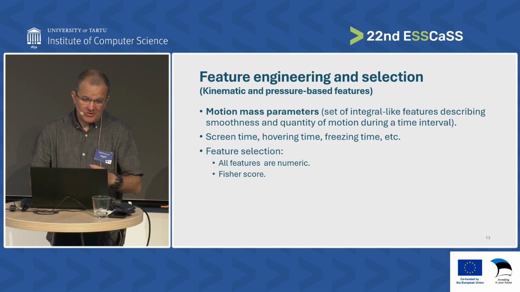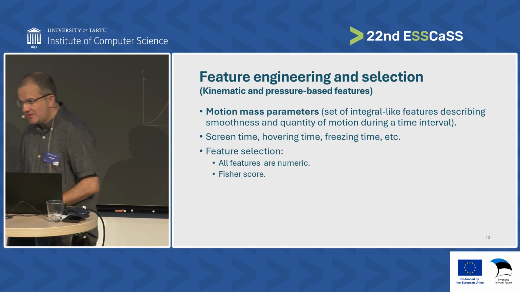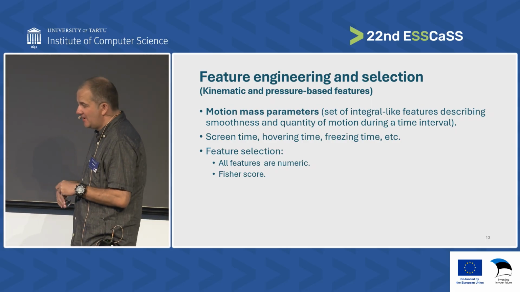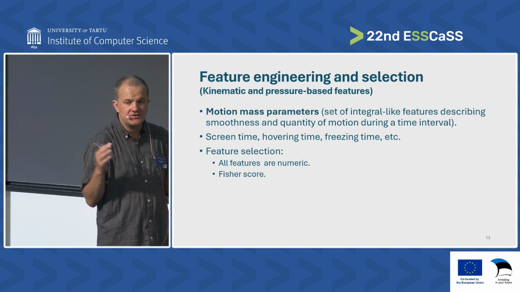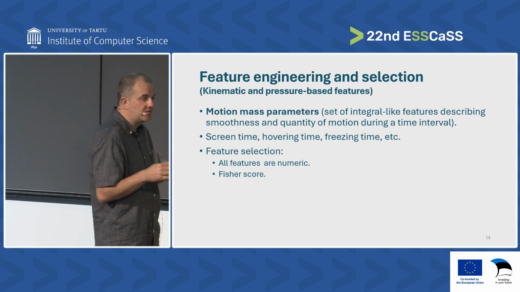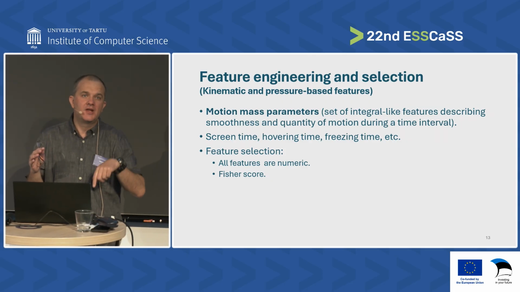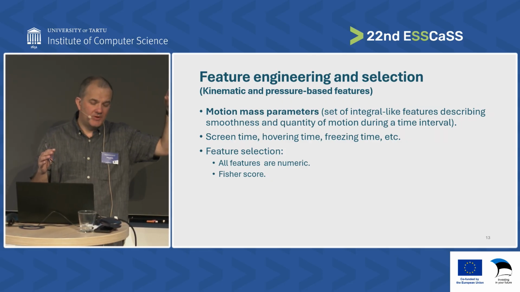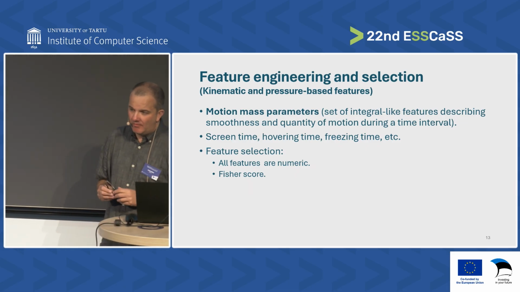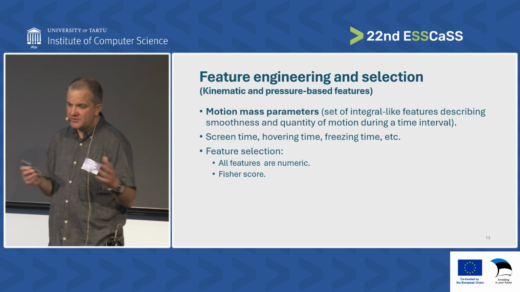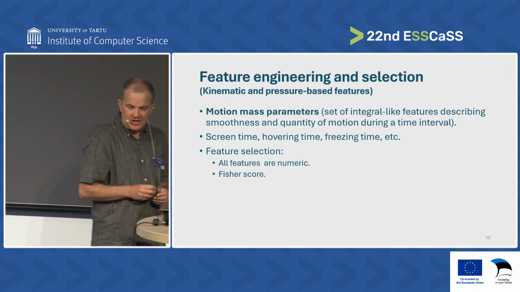But when we proceeded to feature engineering and feature selection, we also brought something to the table of this research. From our part, we suggested a set of integral-like features which describe smoothness and quantity of motion during a certain time interval, not just at a particular moment. We call these motion mass parameters, and they appear to be more informative than many parameters which were used before we joined this research direction.